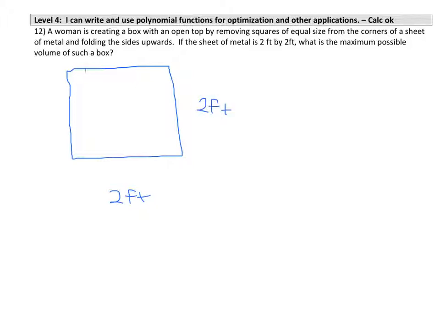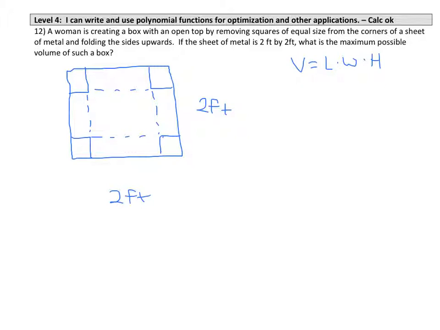And she's removing squares from the corners and then folding these little sides up to make a box that is an open top box. And so the volume of this box is what we're supposed to figure out. The volume of a box is length times width times height. But with these models, we want to have everything in terms of one variable.